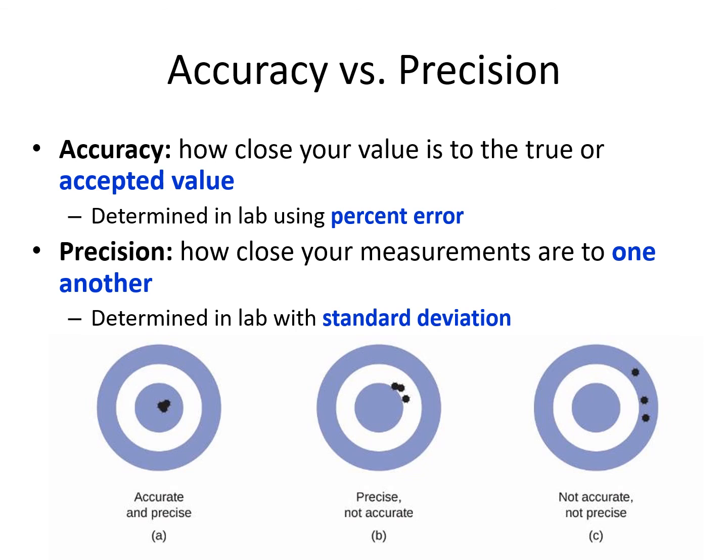Precision is determined in the lab using standard deviation. The formula for standard deviation is a way to compare each trial to the average, which is a way to compare the trials to one another. Figure C shows something that is neither precise nor accurate. The holes are not in the center and not near each other.